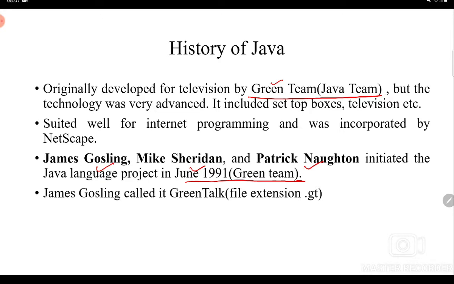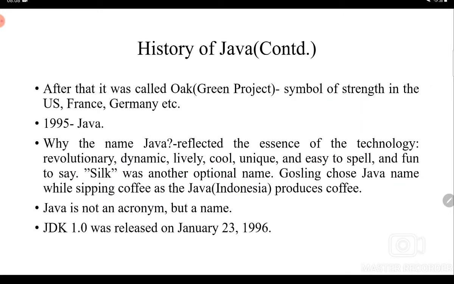However, the real product was developed by 1995 by James Gosling, and they called it as the Green Talk. Okay, so initially that green team developed this Green Talk, and this Green Talk had this extension of .gt. Okay, so later on this Green Talk got converted into Java, and it was suited well for internet programming and was incorporated by Netscape. Okay, and as already mentioned in my first slide, James Gosling is known to be the father of Java.